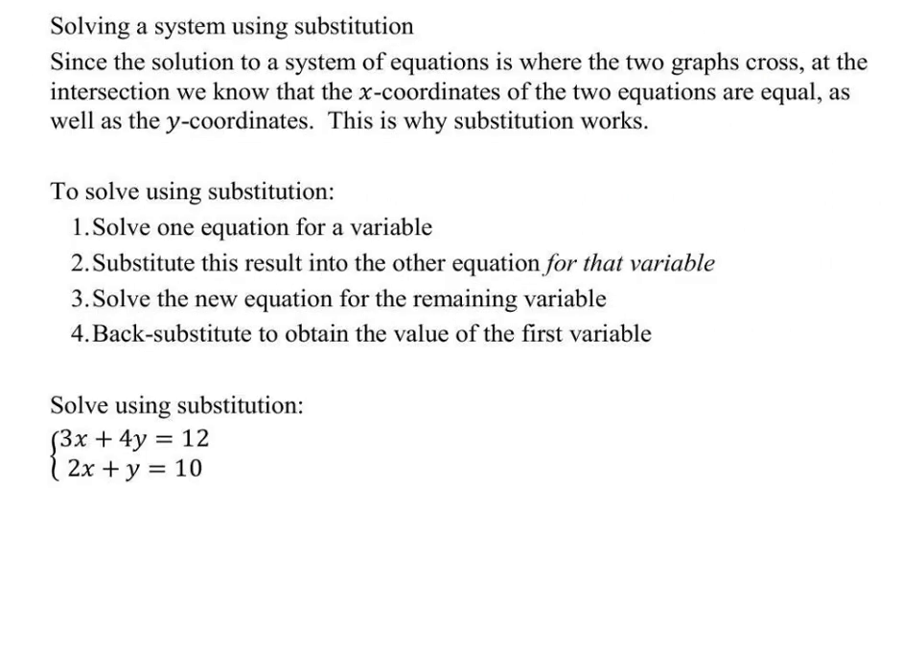I actually repeat that right here. Solving a system using substitution is the first thing we're going to do. Now, this little blurb right here: since the solution of a system of equations is where the two graphs cross, at the intersection we know, because those two graphs are crossing, that the x-coordinates of the two equations are equal, as well as the y-coordinates. They're sharing that ordered pair, which means when they cross, the x in one equation is the same as the x in the other equation. The y in one equation is the same as the y in the other equation. And that is the only reason why we can use substitution. Like if I substitute out 4/4 for $1, I still have $1.